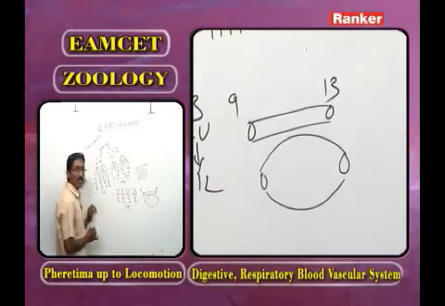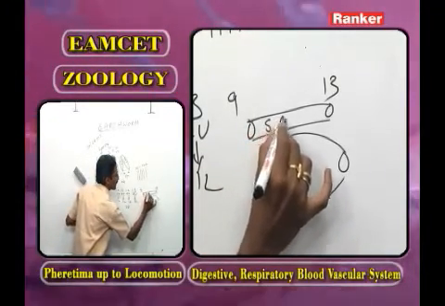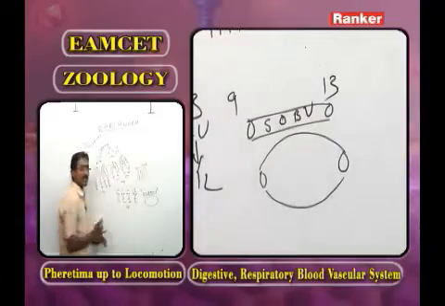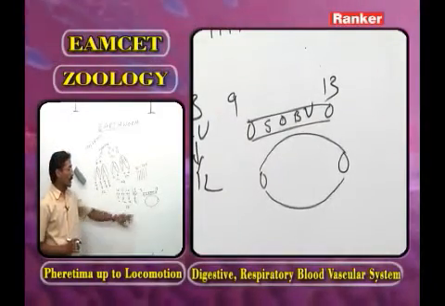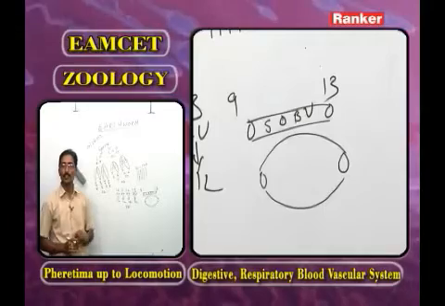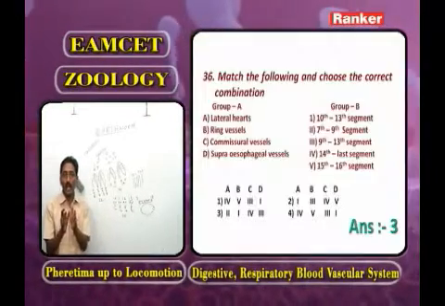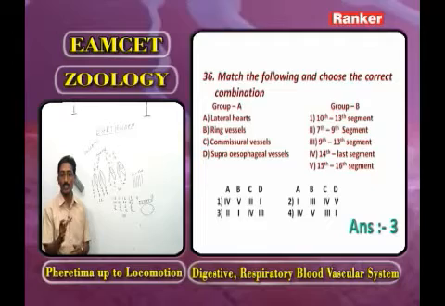The smallest longitudinal blood vessel is present. That is called the supraesophageal blood vessel. In the body of earthworm, what is the smallest longitudinal blood vessel? Supraesophageal blood vessel. Where is it? From 9th to 13th. Now, you observe based on this information group B.